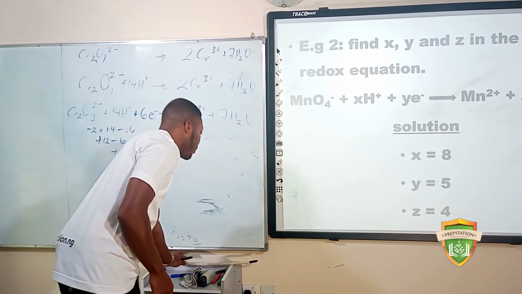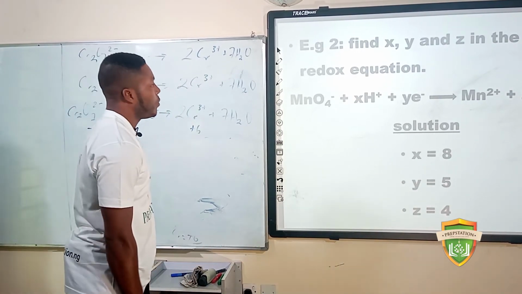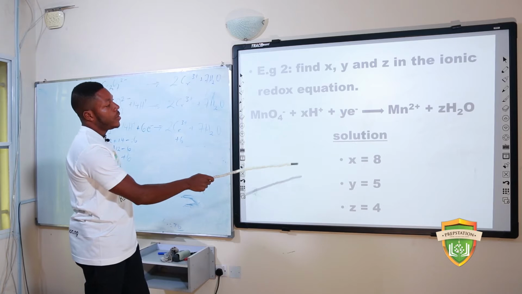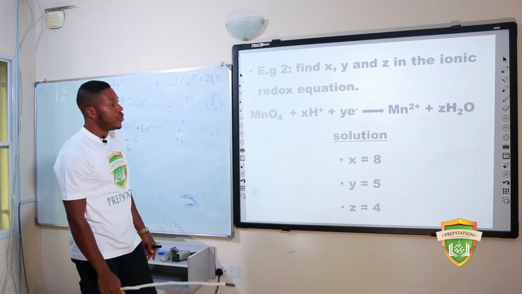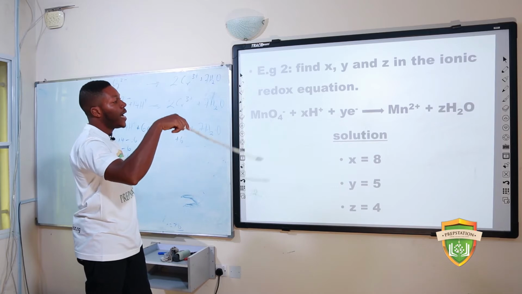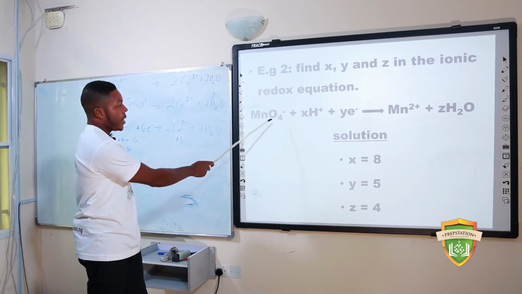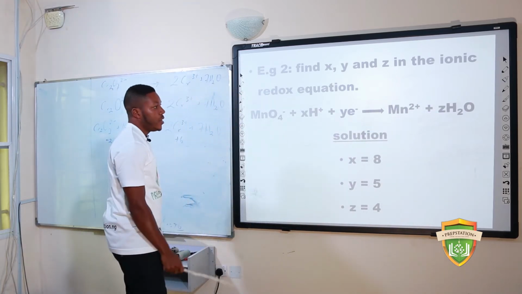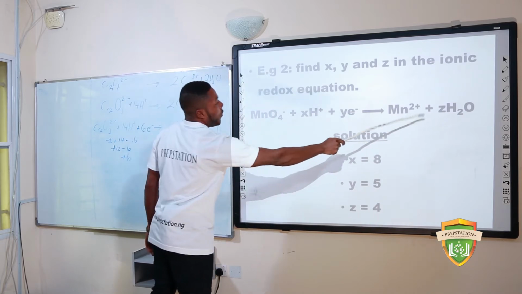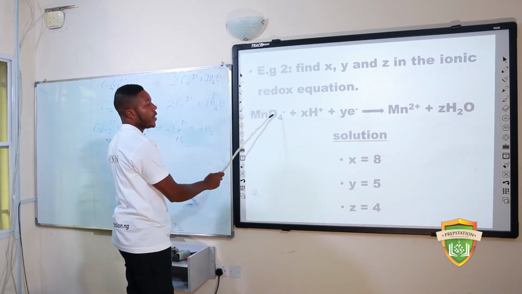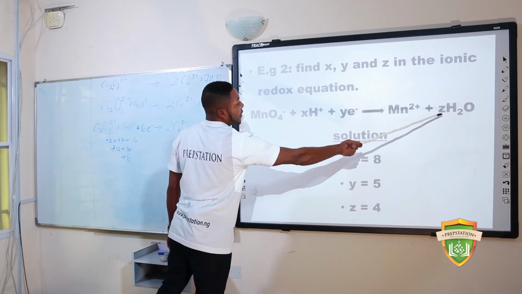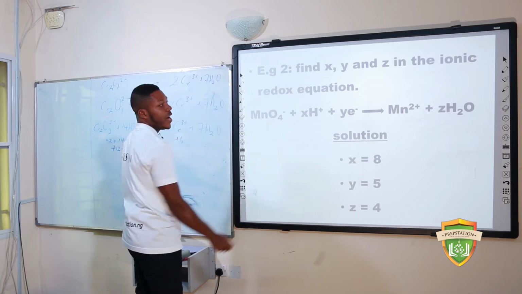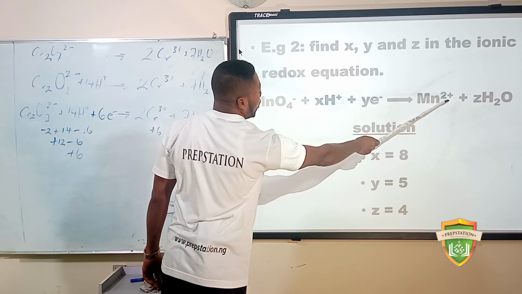Okay, let's take example 2. MnO4- plus XH+ plus Ye- arrow Mn2+ plus ZH2O. Find X, Y, and Z. It's the same process. Carry this 4 and introduce it to Z. You have 4H2O. So 4 balances oxygen, which is 4 here. We have introduced 4, so 4 here times 2 gives us 8. That's why you have X as 8. We have total charge plus 2 in the product.